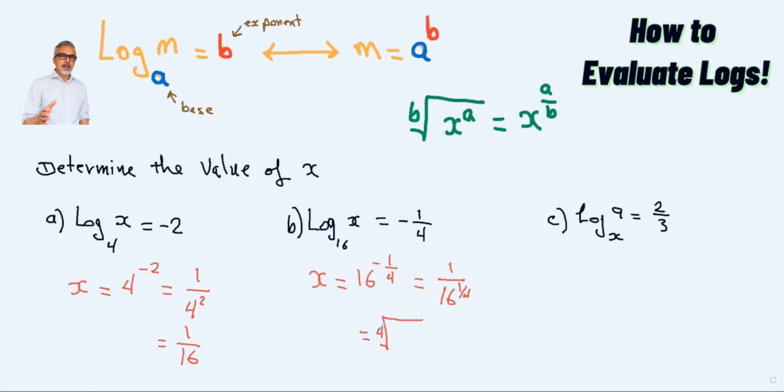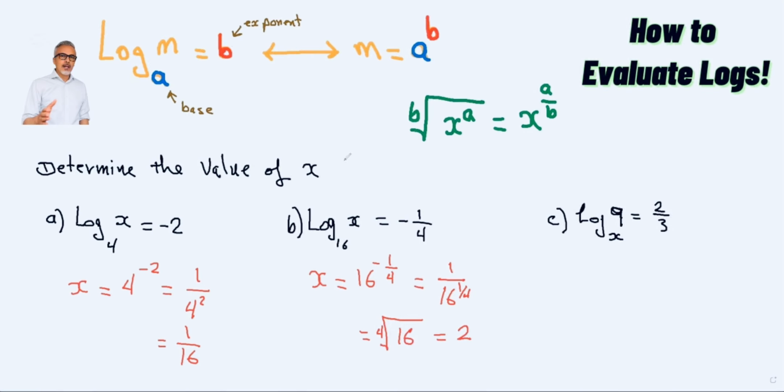So therefore, this would equal the fourth root of 16 to the power of 1, and you don't have to write the power of 1. The fourth root of 16 is 2. Basically, the fourth root of 16 is the number that when you multiply it by itself 4 times gives you 16, and that's the answer. One more question here. We're solving for x, and x here is the base.